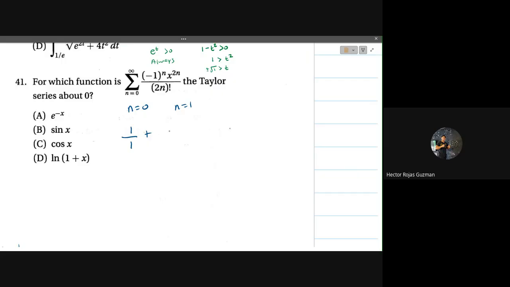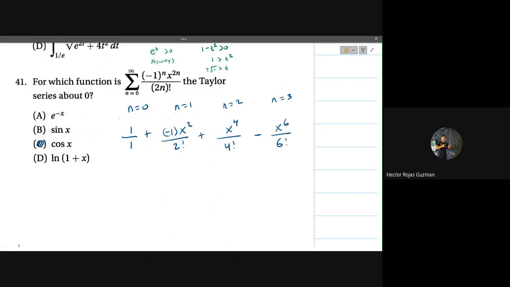Now you plug in 1. You get -1 times x squared over 2 factorial. Plug in 2. The -1 becomes positive. So you get x to the power of 4 over 4 factorial. I'll do one more. Plug in 3. -1 to the power of 3 is -1, x to the power of 6 over 6 factorial. Do you recognize it? It's cosine.